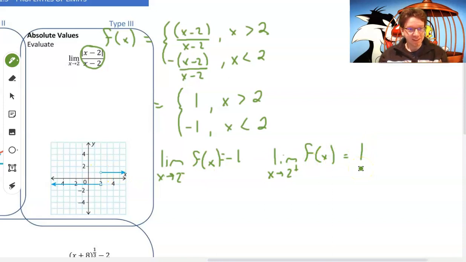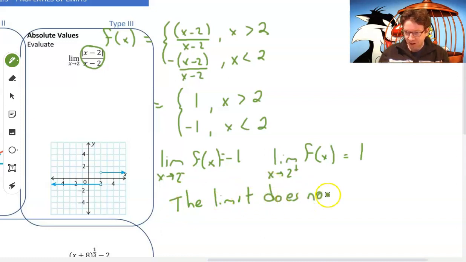So because the limit coming from the left and coming from the right do not equal, the limit does not exist. Does not exist. Emphasize that there.